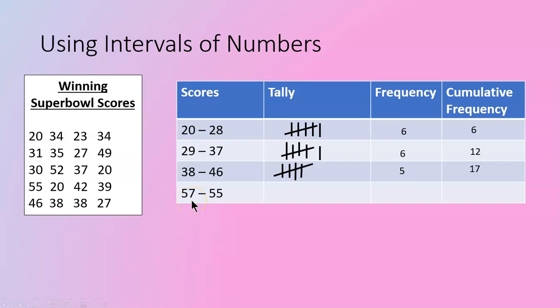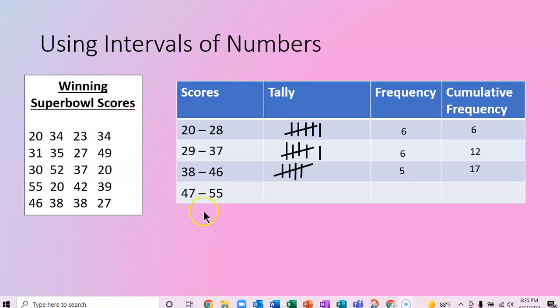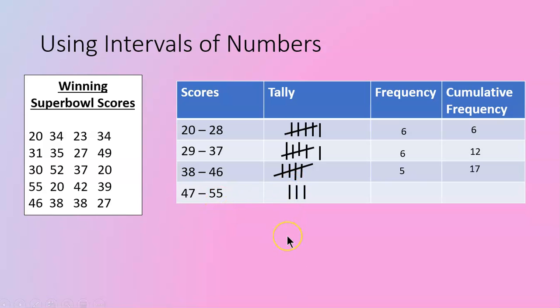And then our final category, 57 to 55. Wow, I can't even type, can I? It should have said 47 to 55, so I apologize for that. I'm going to pause. There we go. Now it's magic. 47 to 55, and that would be 3. So our frequency is 3, and our cumulative frequency is 20. Okay, so this tells us total, we have 20 scores. There were 20 games. Cool, huh? So tally marks, frequency, cumulative frequency.